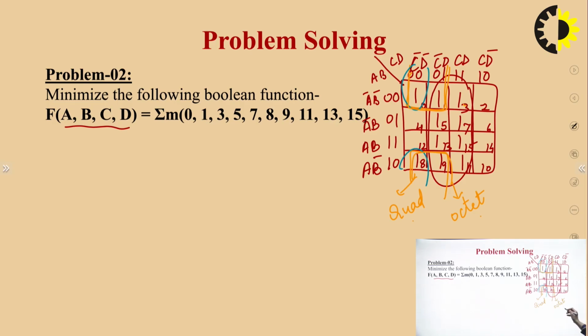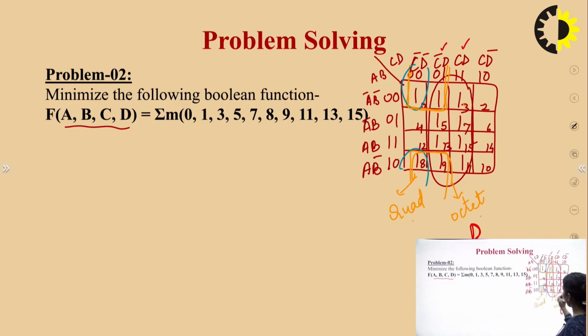So what will be the expression for this octet? The expression for this octet will be, these all four have been cancelled. The only option is C bar D bar and CD. So what is common in C bar D bar and CD? This D is common. So we are left with D.